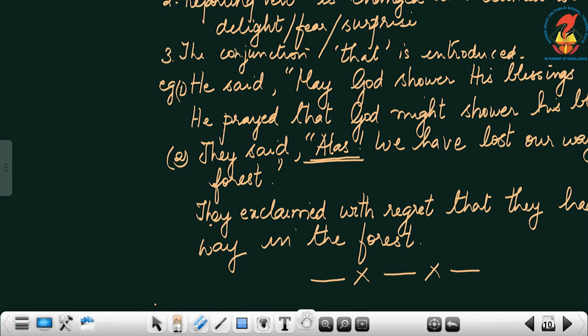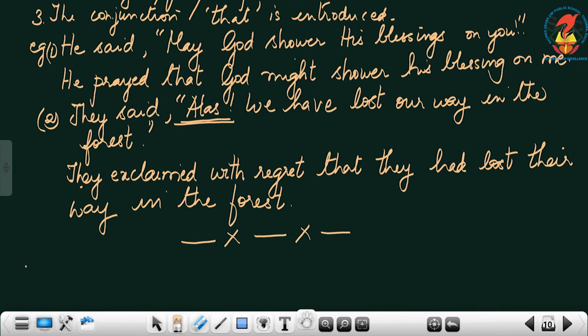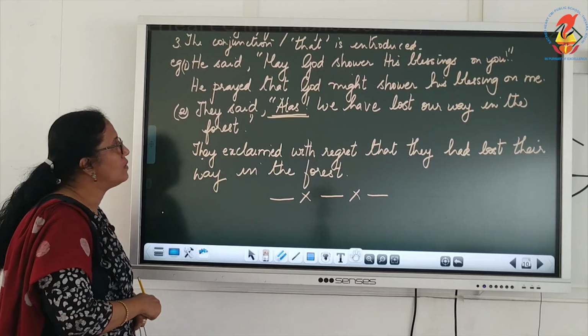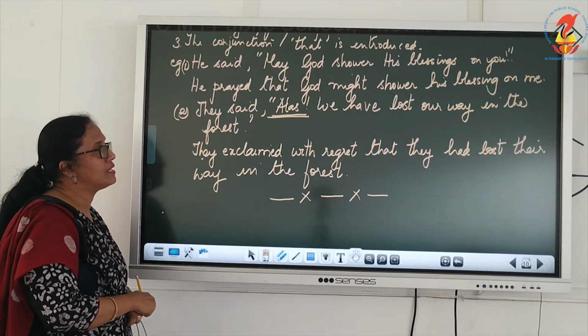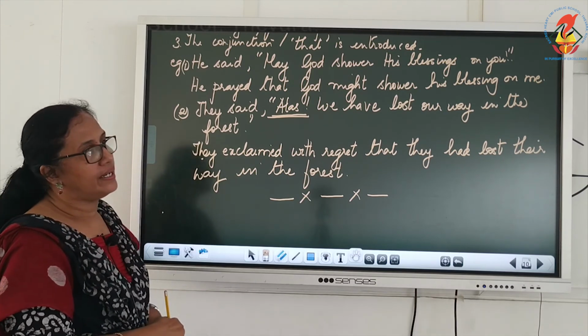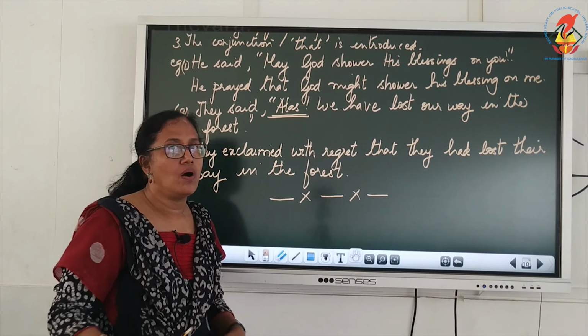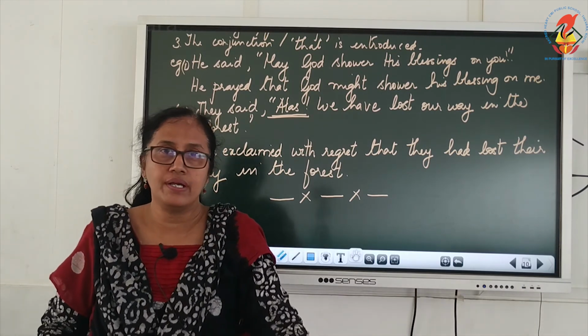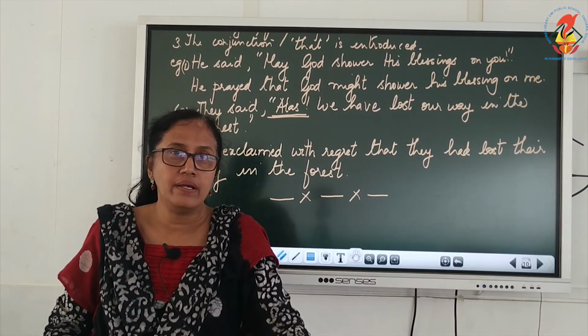We have lost our way. Have is which tense? Present tense. So we have to convert it into the respective past tense. So that they had lost their way in the forest. So this is how you go about converting an exclamatory sentence into an indirect sentence. So I hope children all these rules and regulations will be in your mind when you finish.